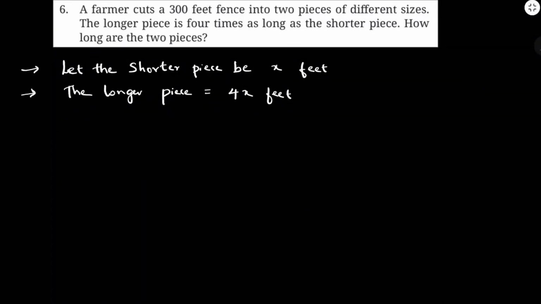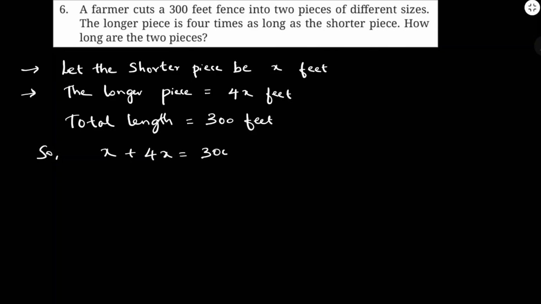Total length here is 300 feet. So according to the condition, you'll get x plus 4x equals 300. So 5x is 300. x equals 300 upon 5.